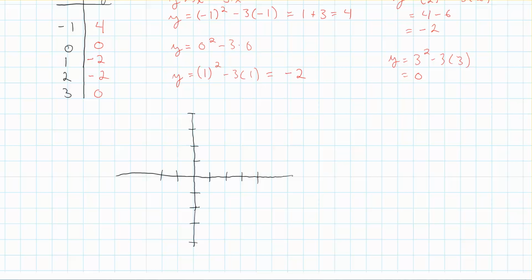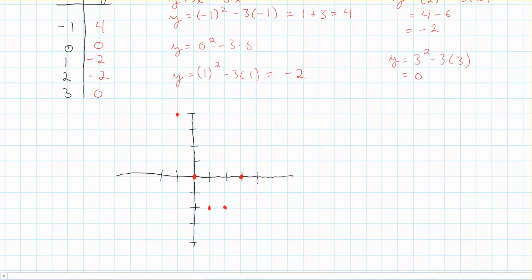And so (-1, 4), well, that would be -1 all the way up to here, so that's this point right here. And then I have (0, 0). That's that point right there. And (1, -2), so that would be right here. And then (2, -2) should be right there. And then (3, 0), which would be right there.